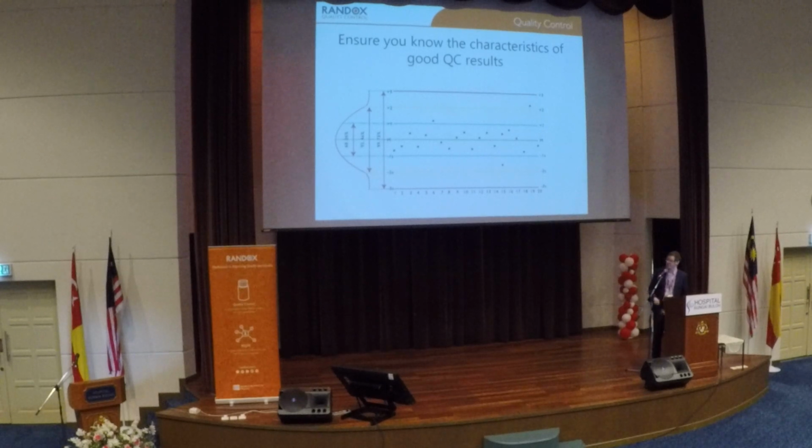So this is a prime example of what a normal Levy-Jennings chart should look like. Results fluctuating pretty randomly above and below, with one result outside 2SD. That result outside 2SD is not necessarily an error. It's not necessarily something we need to be overly concerned about, because it could just be a random error.